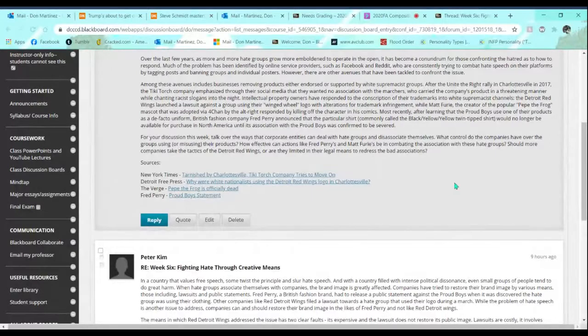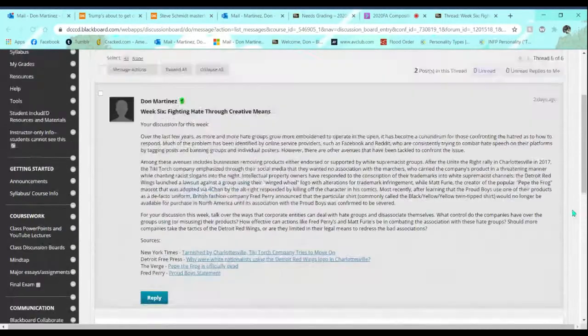Okay, one other thing I should note about this topic. The Fred Perry Company has tried to distance itself as much as possible from the white supremacist element that likes their product. That's why they issued the statement about the Proud Boys. They made clear that it went counter to the company's politics.